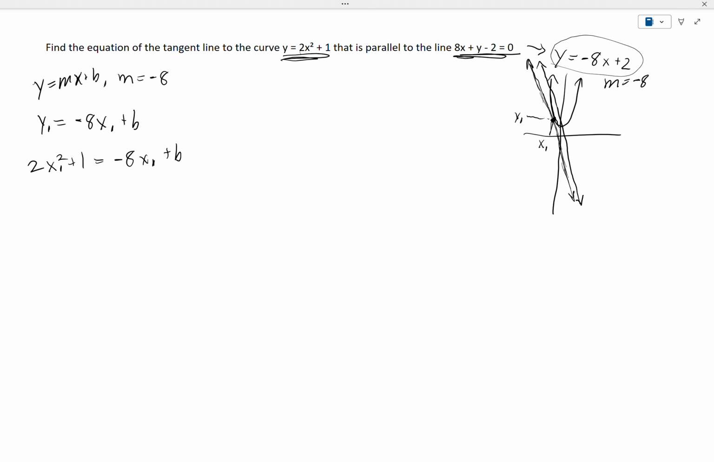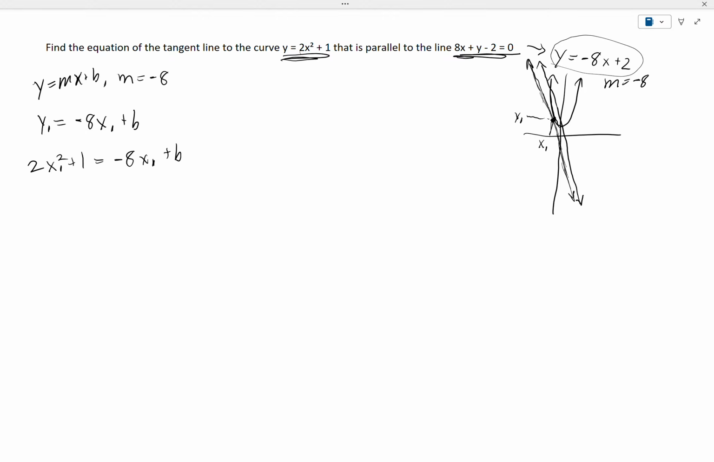So I have this equation, and this would be great if I knew what x1 is, if I knew where this tangent line that is parallel to the other straight line touched the parabola. If I knew where that touched the parabola, that would be really helpful, because then I could figure out b. And once I figure out b, just plug b in, plug m in, and I'm done. So my goal is to get b at this point. Okay?